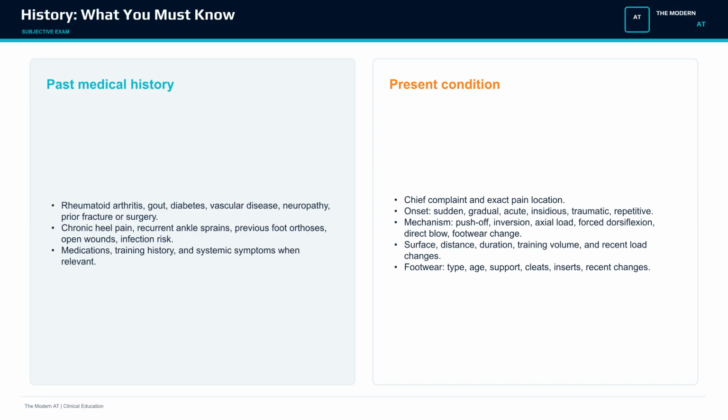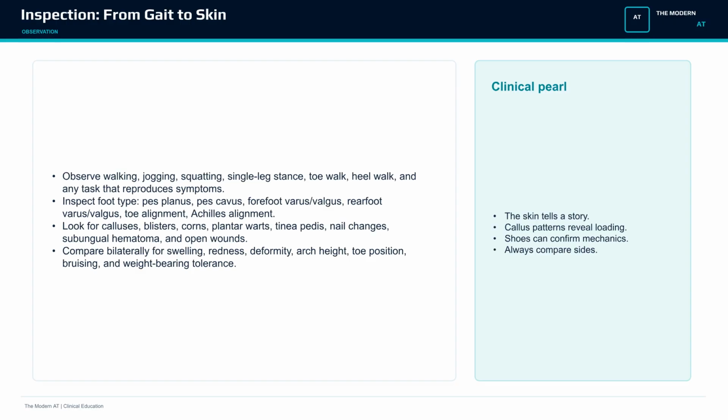Footwear and surface are also important. Cleats, narrow toe boxes, worn shoes, turf, court surfaces, and new inserts can all contribute. Finally, ask about function: weight-bearing, push-off, gait, and whether symptoms are worsening. Inspection begins before hands-on testing. Watch the athlete walk if possible. Look at step length, stance time, push-off, foot progression angle, and whether they avoid loading a specific region.